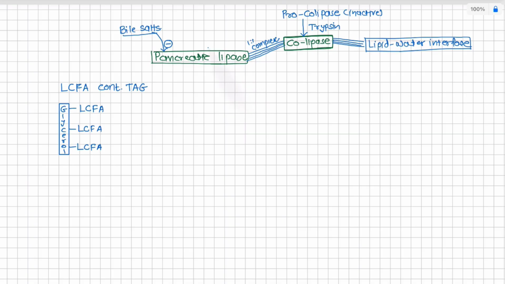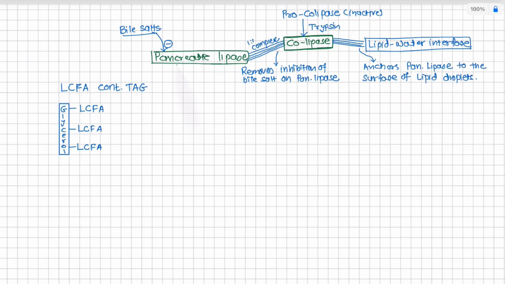First, by binding with pancreatic lipase, colipase removes the inhibition of bile salt on pancreatic lipase, so the enzyme can work uninhibited. And second, since colipase itself is bound to the lipid-water interface, it keeps pancreatic lipase exactly where it's required, and that is at the surface of lipid droplets. So, you can say that colipase anchors pancreatic lipase to the surface of lipid droplets. Now, pancreatic lipase can work effectively. Its favorite bond to break is at carbon 3. It does this very rapidly. It can also break the bond at carbon 1, but much more slowly.